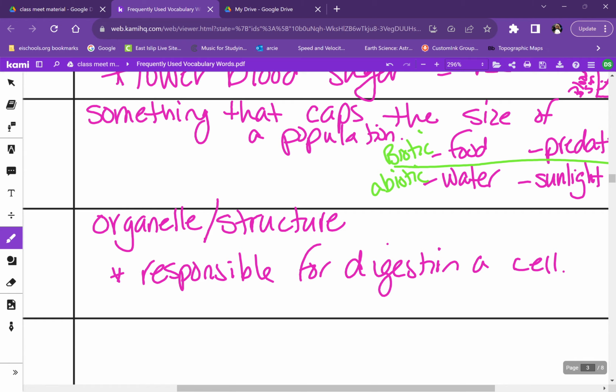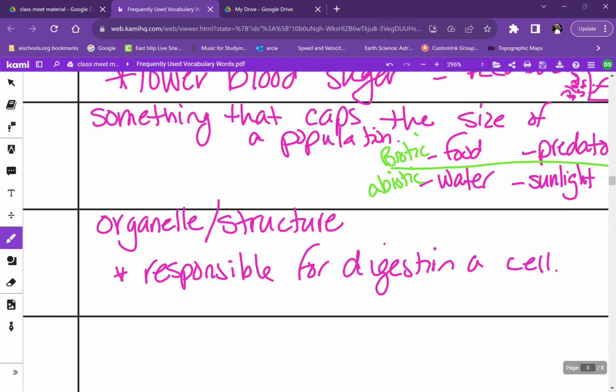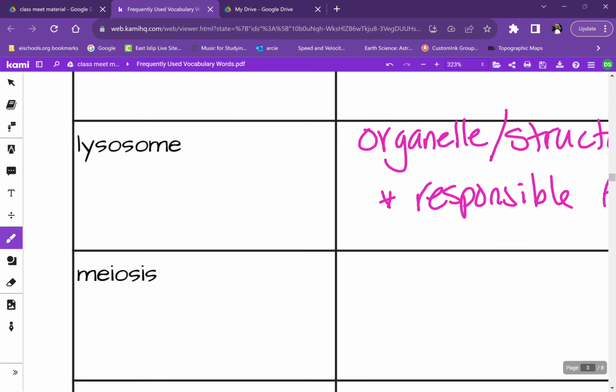Because it's an organelle, it's not an organ. It's teeny tiny, it's within a cell, and it is responsible for digestion. It helps to break things down, so it can break things down and make them tiny if the cell needs to reuse something. If the cell needs to dispose of something that needs to get through the cell membrane, it can help with that as well.